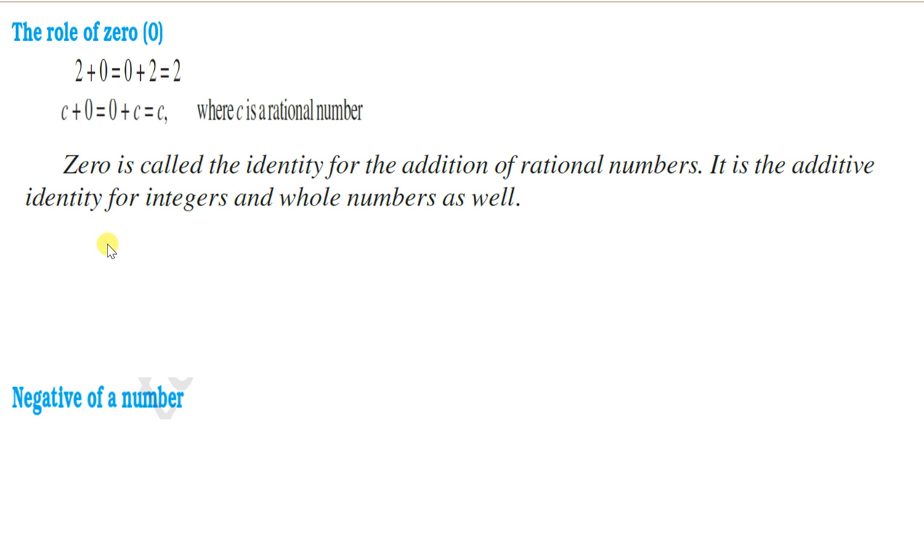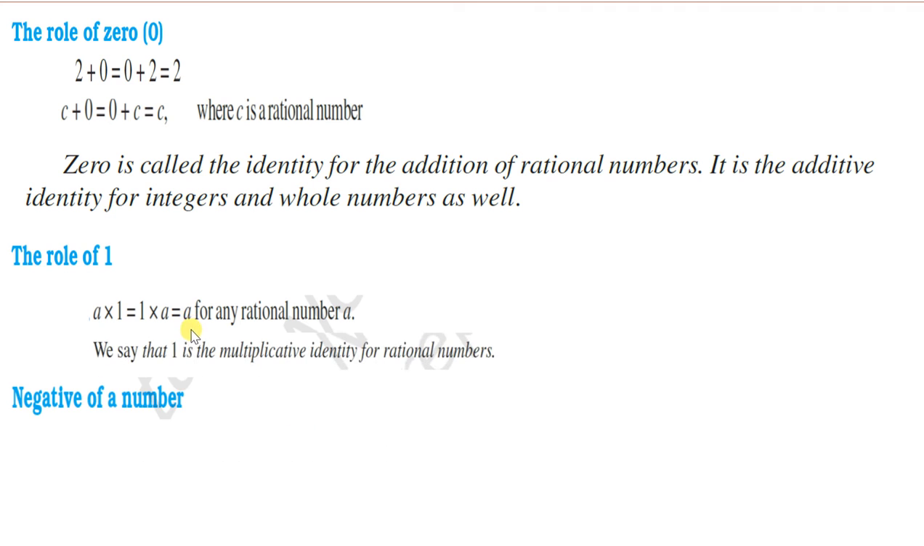Now, role of 1. 1 is called the multiplicative identity in integers, whole numbers and rational numbers, or the system of numbers, because when you multiply any rational number with 1, you get the same rational number. So 1 is called the multiplicative identity.